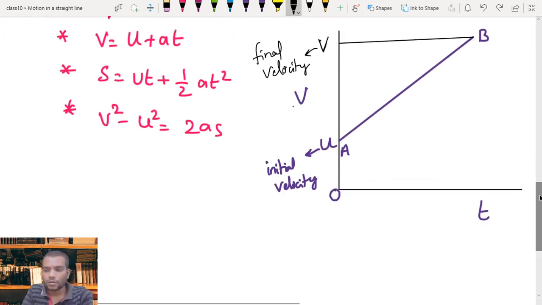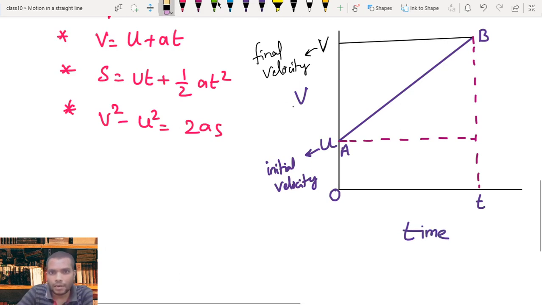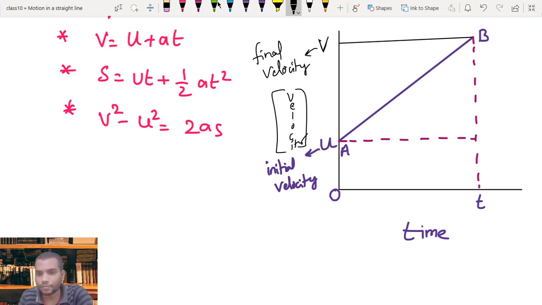Now I will make certain small changes. I will make one small shape here, from B to the point T. Now I represent this as T, and this is the time axis. This is the time, and here V, don't be confused, this is velocity. So the graph is drawn between velocity and time. Now I take this location as D and this location as E. To travel from O to E, it has taken time t.